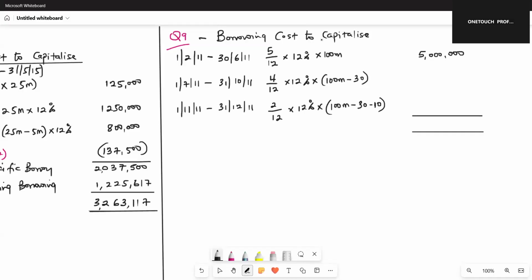The question said calculate the borrowing cost for the first year. Check, the question was 2011. Is that what the borrowing cost to capitalize? Yeah. There is a borrowing cost for the 10 years. Yeah.